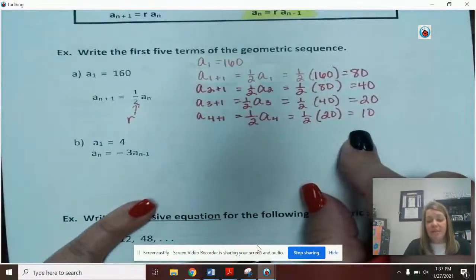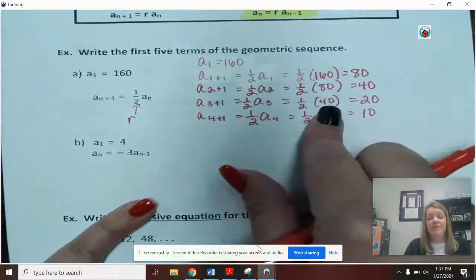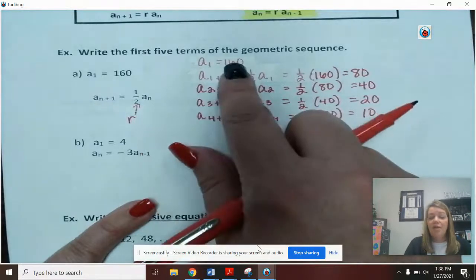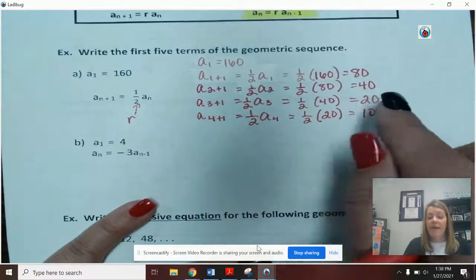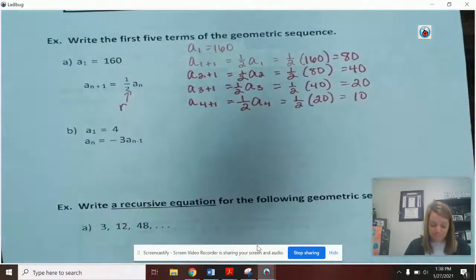And you guys are probably saying to yourself, surely Ms. Reynolds, on the homework assignment, I don't have to write out all this information. And no, you don't. If you realize that the rate is 1/2, you can just do 160, half of that 80, half of that 40, half of that 20, half of that 10. And that's fine with me.